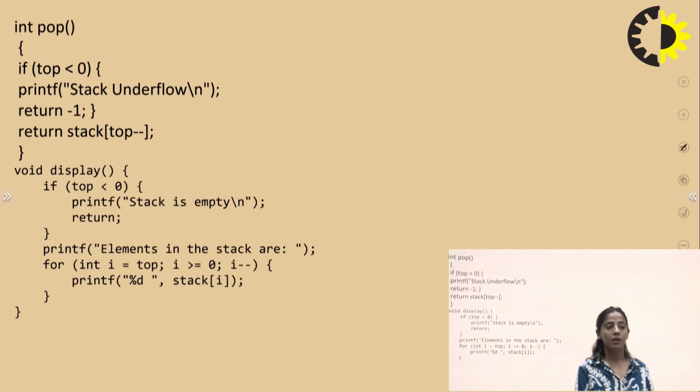Void display. If top is less than 0, print stack is empty and return. Otherwise, you have to print the elements in the stack. There is a for loop which starts from top and runs as long as the value of i is greater than or equal to 0, and in every step we will be decrementing the value of i. This is how we will print the elements from top to 0.